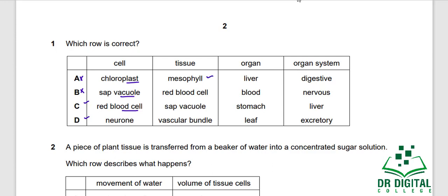Red blood cell is a cell, so this is not a tissue. Sap vacuole is not a tissue, this is a cell organelle. Vascular bundle is a tissue, so this C is wrong. The answer should be D. Moreover, if you look at the organs, leaf is an organ and excretory system is an organ system. So the answer for question 1 is D.